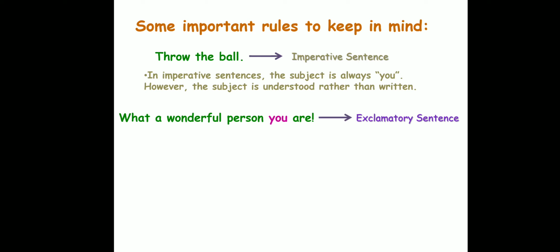Alright. Now, what do we learn from this? Let's look at the rule. In exclamatory sentences, the subject can be placed at the end, because exclamatory sentences take up a different format. That is why the subject can be placed at the end. See, what a wonderful person you are. Here you is the subject. I have highlighted you in pink and it is coming at the end. Alright. So this is the rule you need to know about exclamatory sentences.